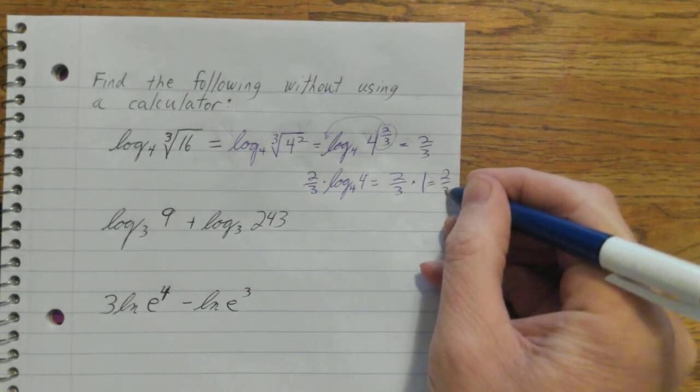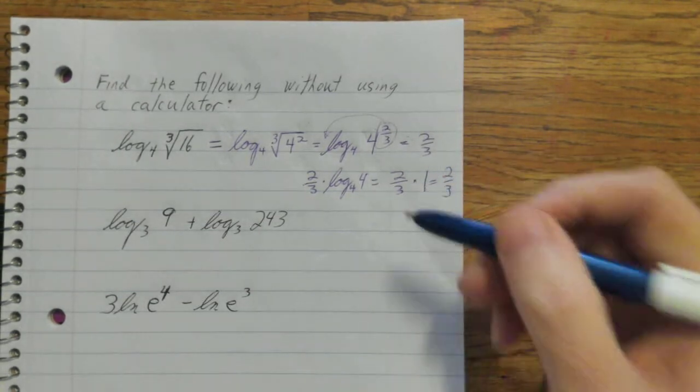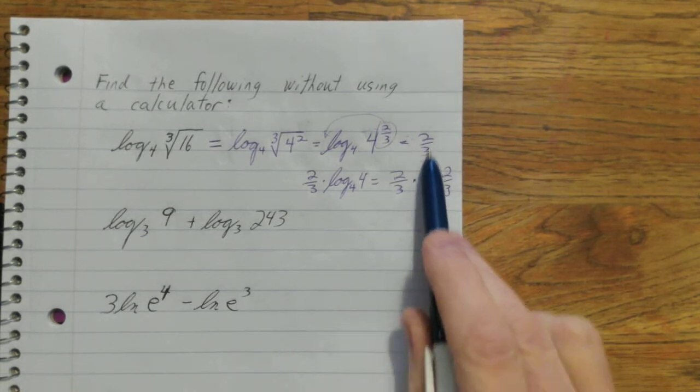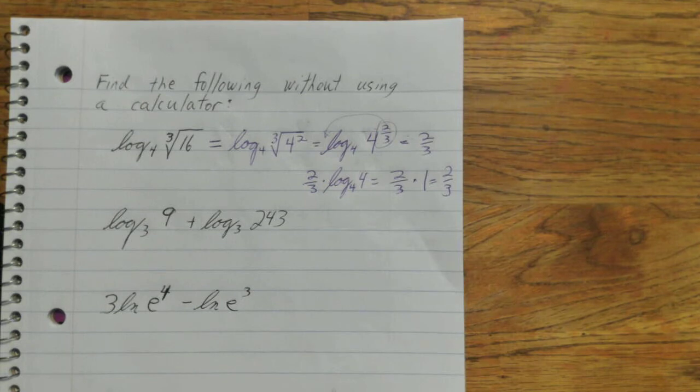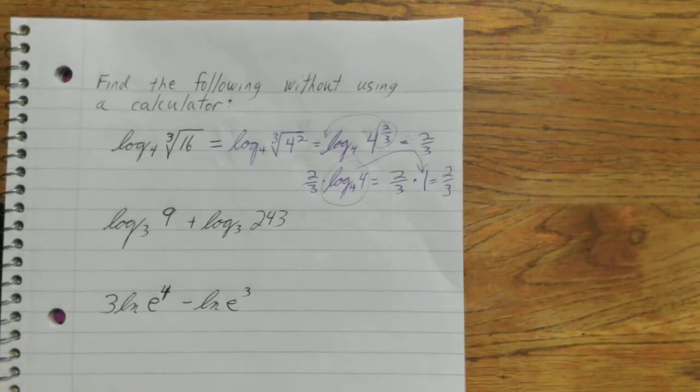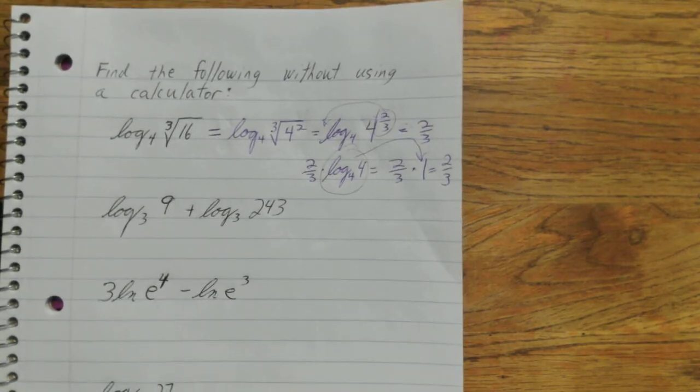2/3 times 1 is 2/3. I have something in my head that says I might have said something wrong, but we get 2/3 either way. But the log base 4 of 4 is 1. So that's two ways of looking at it. All right, this next one.